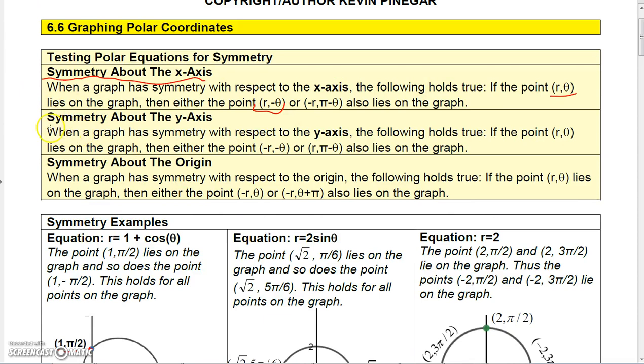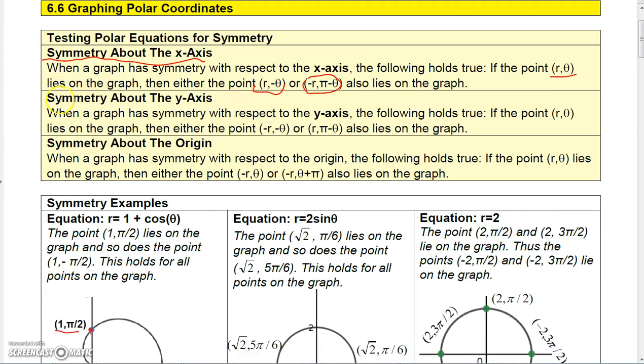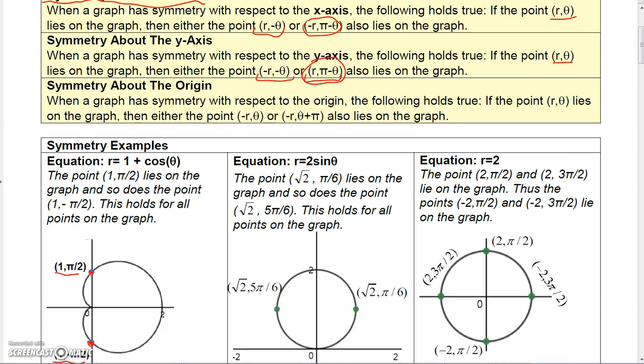Now, you could also look for graphs that have this relationship too, but I didn't do an example of that one. I did on the next one though. Symmetry about the y-axis: if the point (r, θ) is on the graph, then either (−r, −θ) is on the graph, or (r, π − θ) is on the graph. Now, I did this example for the y-axis symmetry.